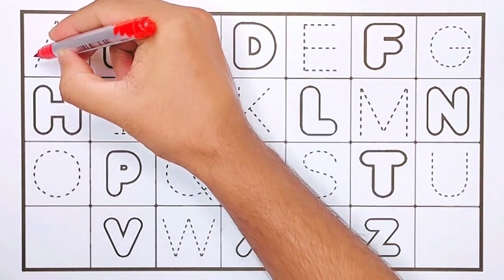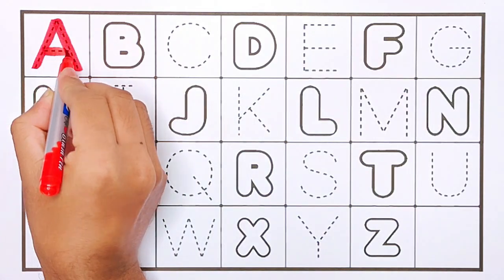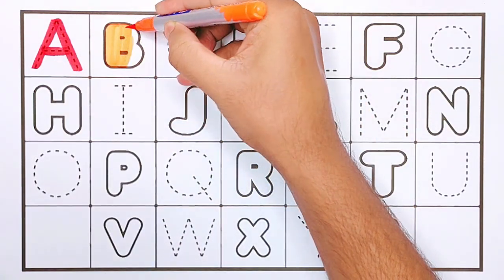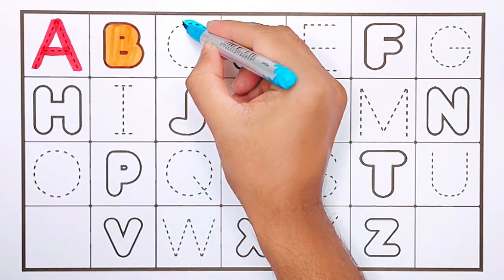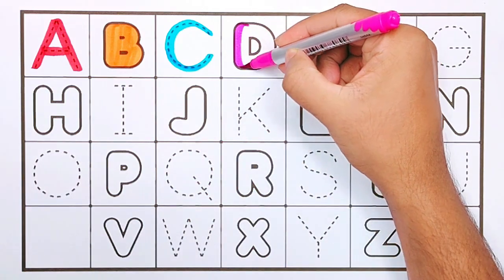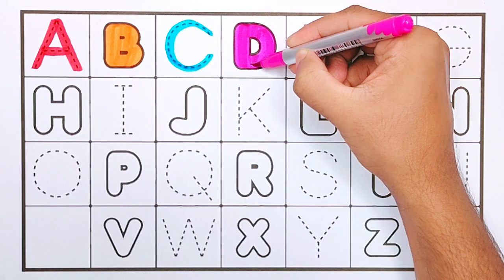Red color A. A for aeroplane. Aeroplane. Orange color B. B for broccoli. Broccoli. Green color C. C for capsicum. Pink color D. D for diamond.